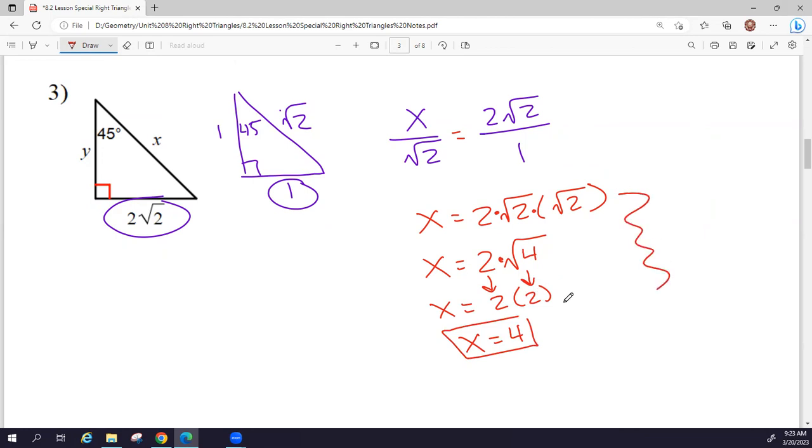If this part is tricky for you, please do make sure that you ask one of us for help. If I come back over here, if I want to find y, well, y is a leg, 2 root 2 is a leg. They're supposed to be the same, 1 and 1. And so y should be the same as the leg that we know, 2 square root of 2.